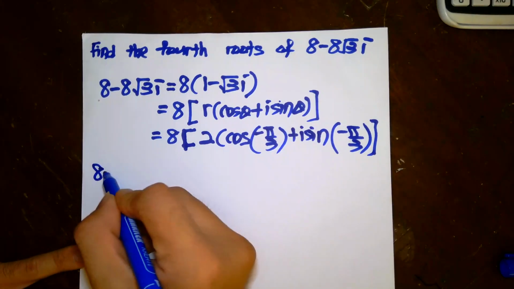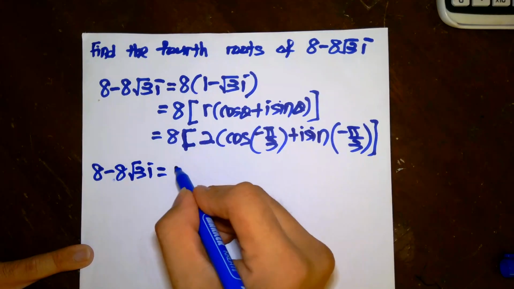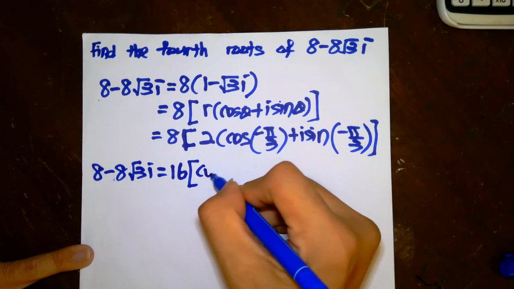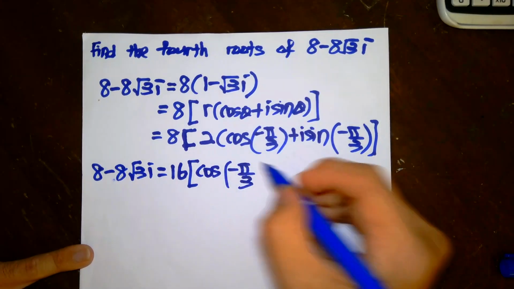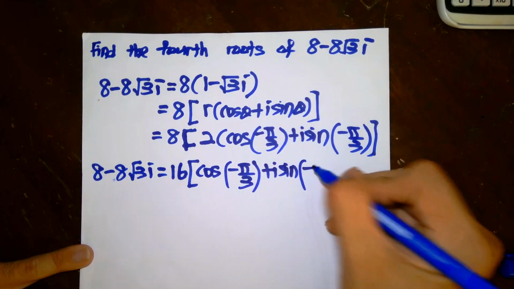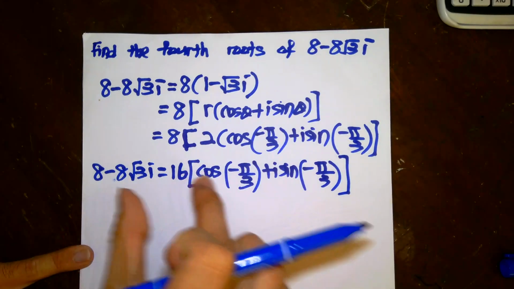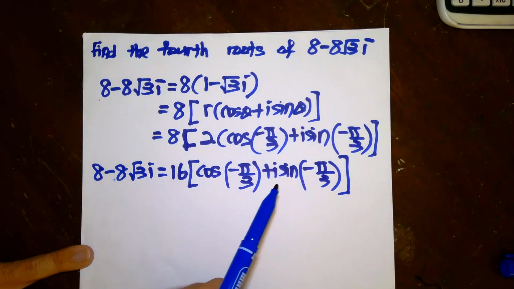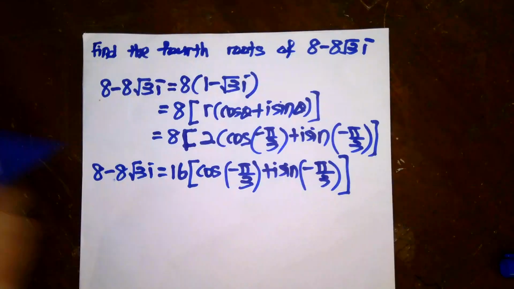Now I rewrite 8 minus 8 square root of 3 i. 8 times 2, you have 16. So 16 times cos negative pi over 3 plus i sin negative pi over 3. I repeat again, this will be the polar form for this complex number.